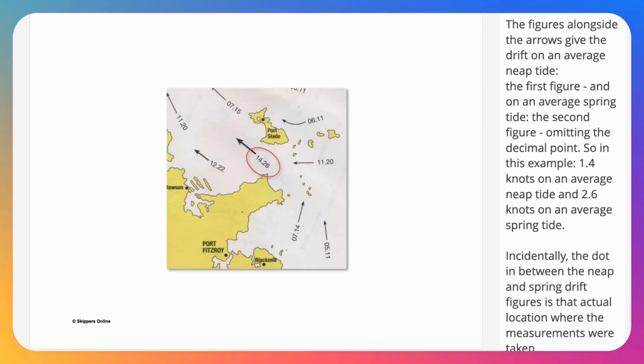The figures alongside the arrows give the drift on an average neap tide, the first figure, and on an average spring tide, the second figure, omitting the decimal point. So in this example, 1.4 knots on an average neap tide and 2.6 knots on an average spring tide. Incidentally, the dot in between the neap and spring drift figures is that actual location where the measurements were taken.